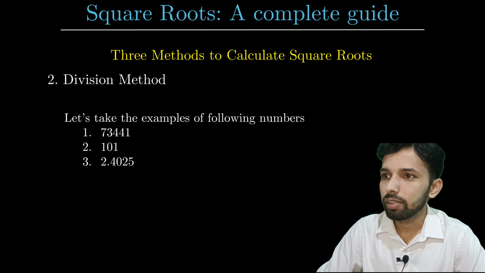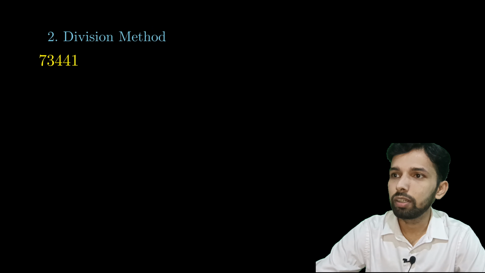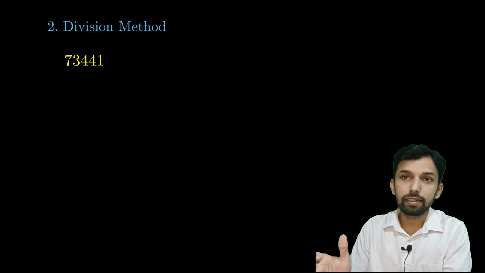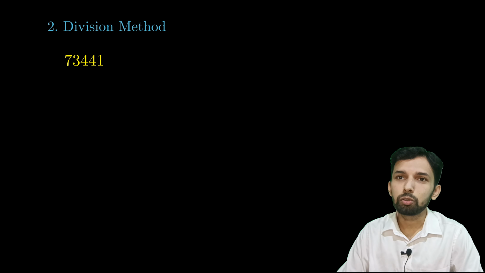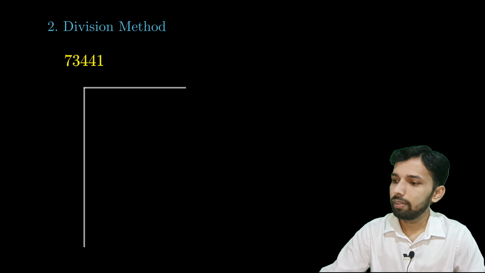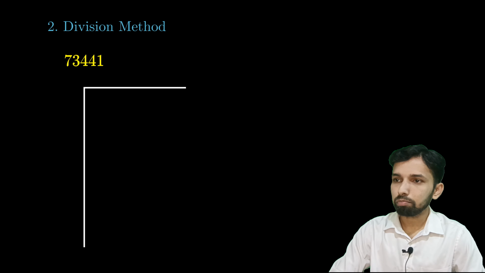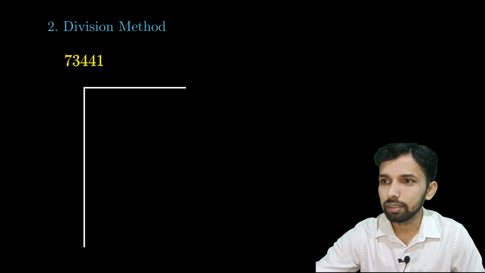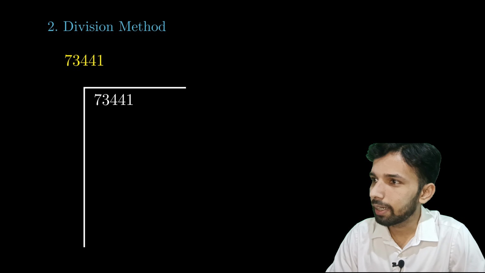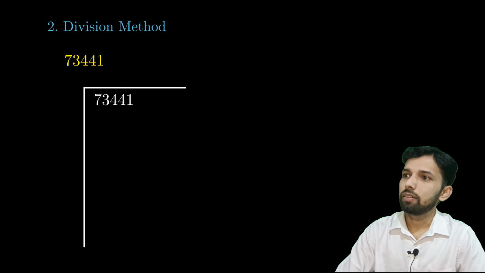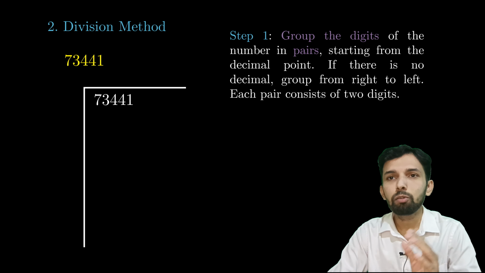73,441, or 73441. As the name suggests, it is the long division method. We are going to do what we would do for division, right? And then let's take the number, the similar things like we would do in division. Let's come to step 1. Group the digits of the number in pairs. We have to make pairs.